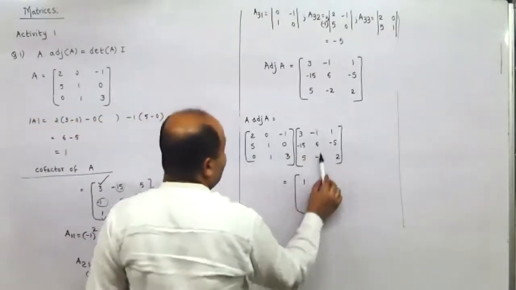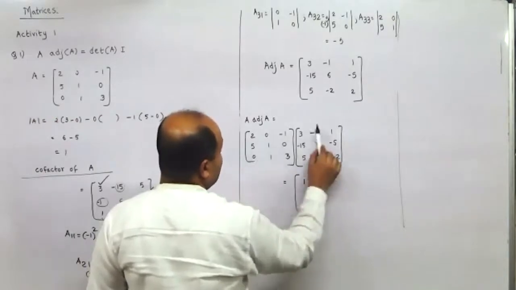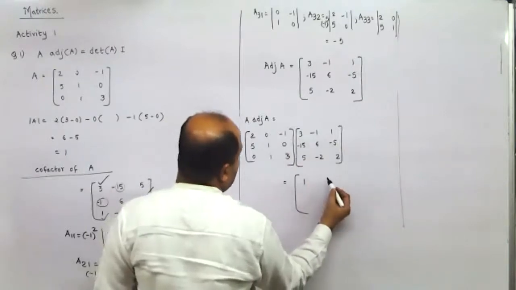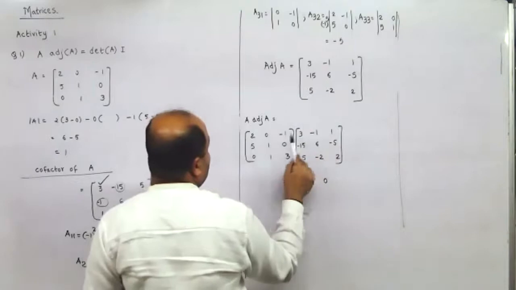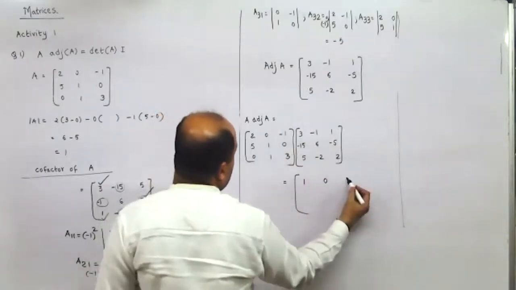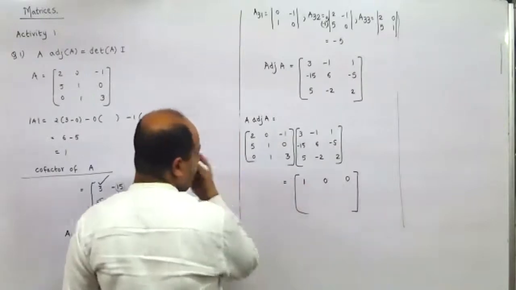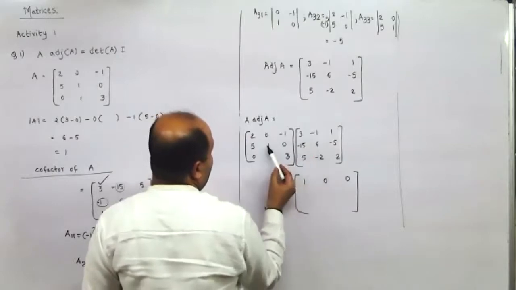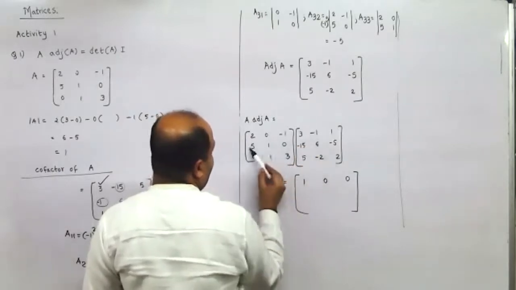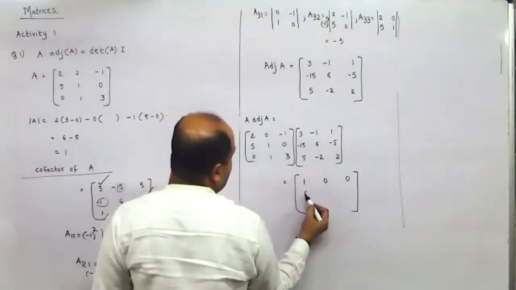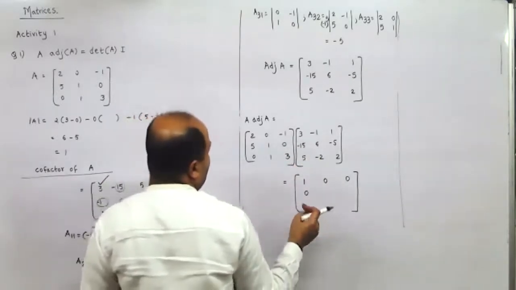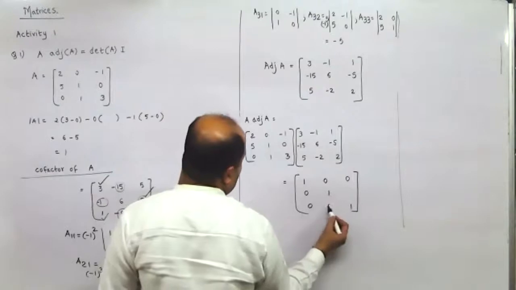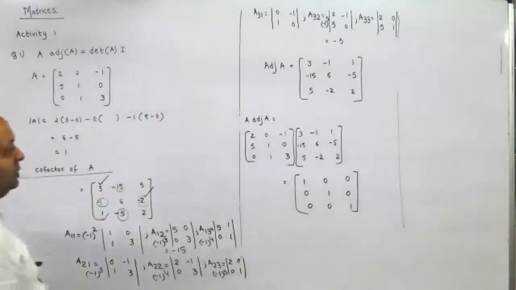Then first row, second column. 2 into minus 1 is minus 2 plus 0 plus 2. So minus 2 plus 2 is 0. 2 into 1 is 2 plus 0 minus 2. Second row, first column. 5 into 3 is 15, minus 15 plus 0. So this is 0. Then this would be 5 into minus 1, minus 5 plus 6. It has to be 1. This has to be 1. This has to be 0, 0 and 0. Okay. So you can check the same.